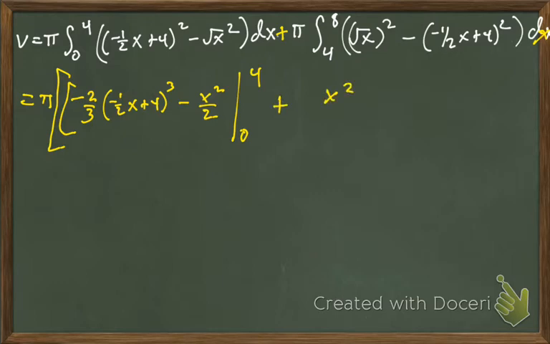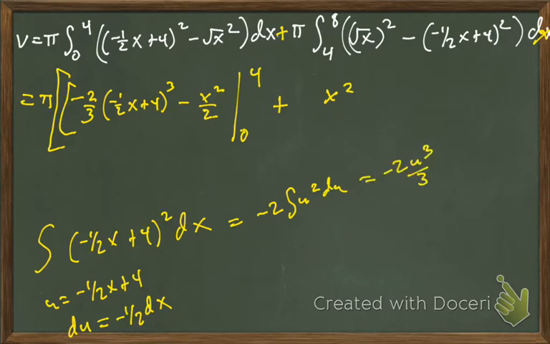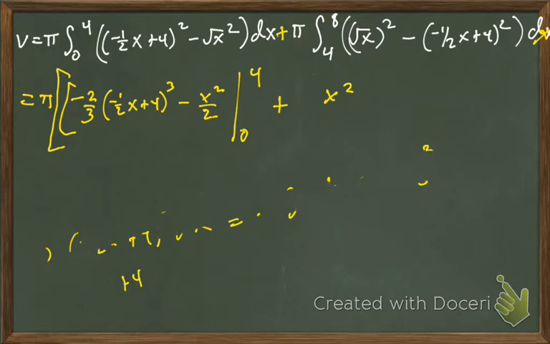And I cheated a little bit when I integrated here. So I have negative 1/2 x plus 4 squared dx. U is negative 1/2 x plus 4. Du is equal to negative 1/2 dx. So we don't have that negative 1/2, so we're going to put it in there and then offset. And so this would be negative 2 u squared du. And so that would be negative 2 u cubed over 3. So that's where that negative 2/3 is coming from, if you're wondering. So I did use that to kind of help myself out with the integration.